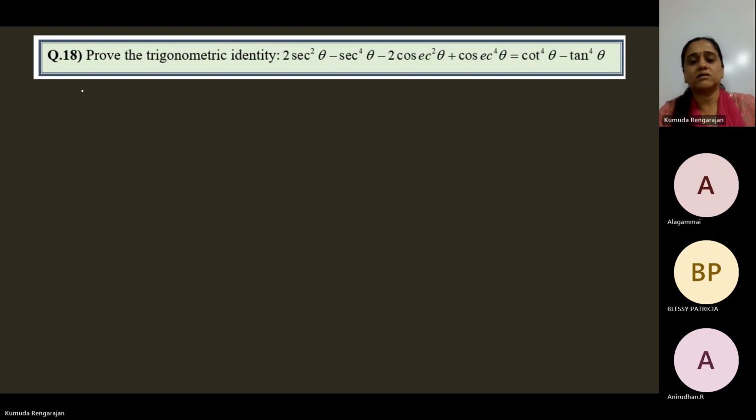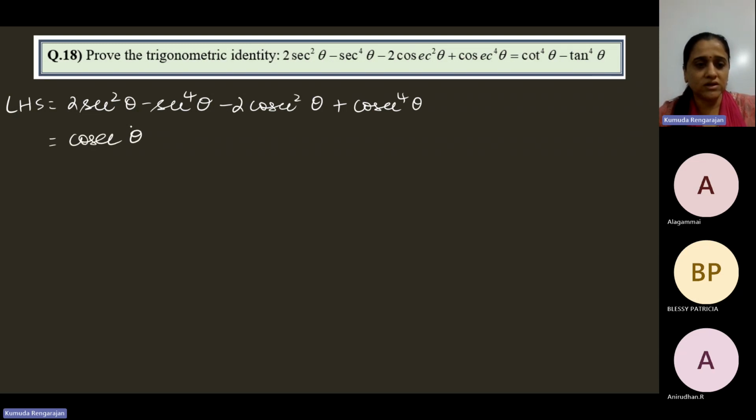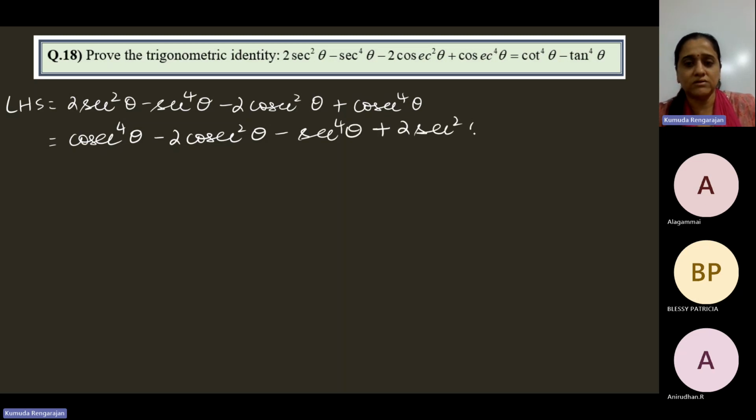Okay, let me just write and tell you. Two secant square theta minus secant theta to the power 4 minus 2 cosecant square theta plus cosecant theta to the power 4. Now, if I rearrange like this, cosecant theta to the power 4 minus 2 cosecant square theta minus secant theta to the power 4 plus 2 secant square theta. And then cosecant theta.